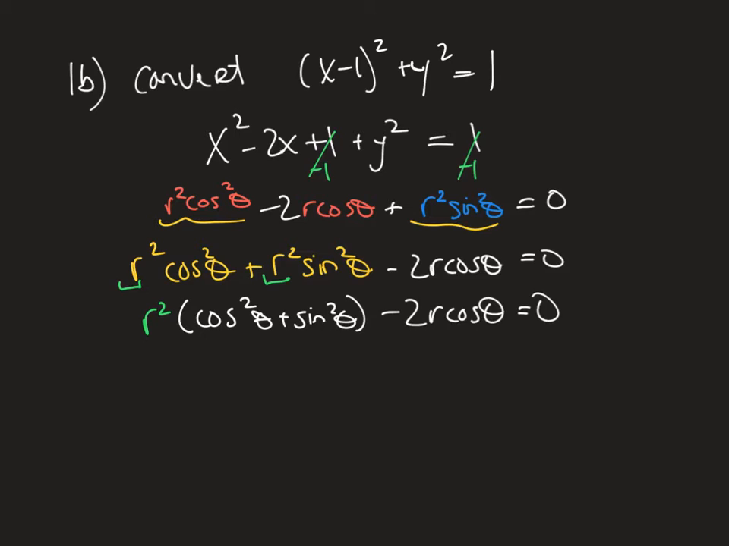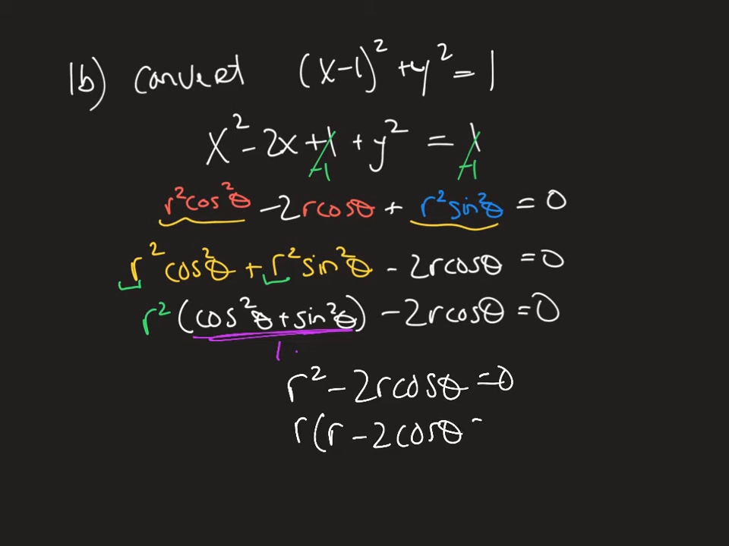Now, if you remember from your identities, cosine squared plus sine squared is actually 1, right? That's a Pythagorean identity. So this is really just r squared minus 2r cosine theta equals 0. Then you factor out an r, so you've got r times the quantity r minus 2 cosine theta equals 0. So either r equals 0 or r minus 2 cosine theta equals 0. So then r equals 2 cosine theta.